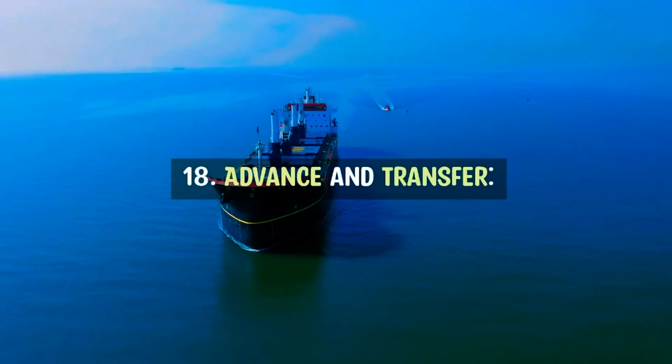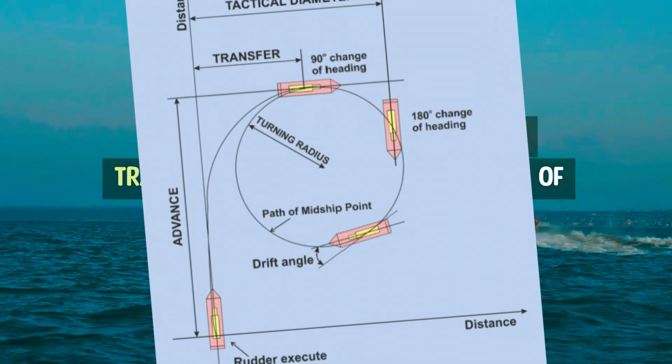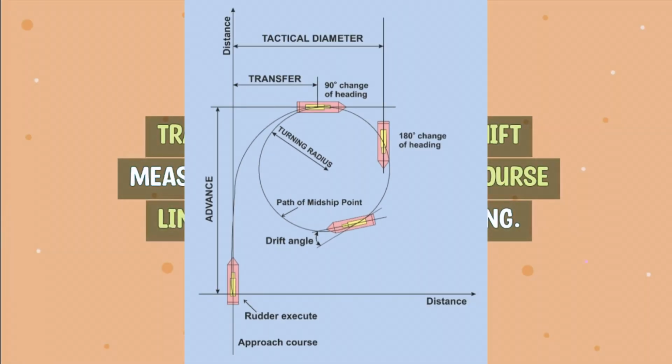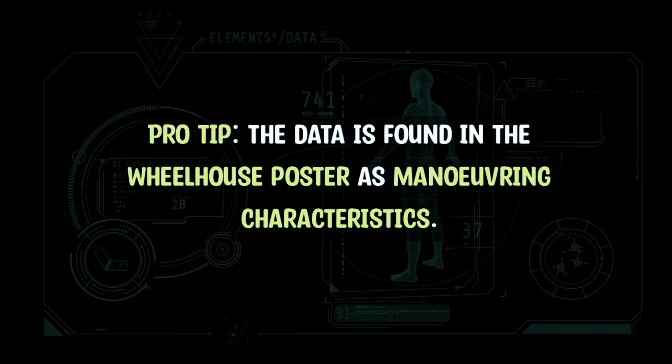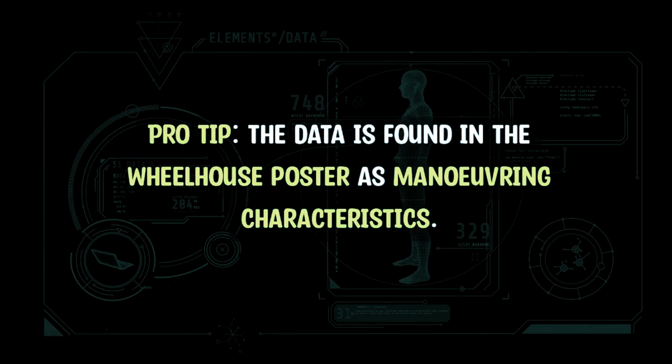18. Advance and transfer. Advance describes the distance traveled in the original direction of the heading during a turn. Transfer is the sideways shift measured directly from the course line the vessel was following. Pro tip: the data is found in the wheelhouse poster as maneuvering characteristics.